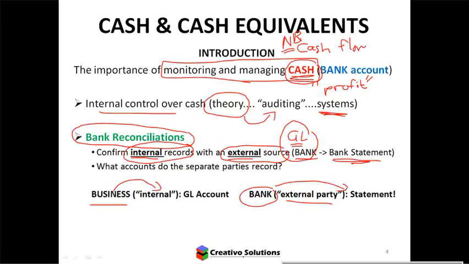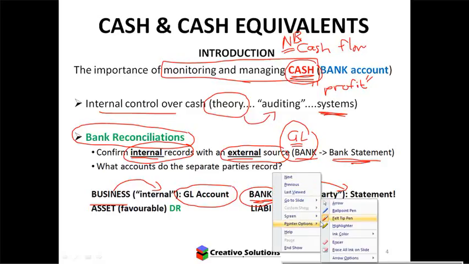If I have a favorable bank balance as a business, what balance will you see on the business's account? A debit. That's internal. So if you've got a favorable bank balance in your books, what will the bank have in their books? A credit. Why? Because you've actually given the bank those funds. The bank is entitled to pay you back those funds that you've deposited. So that's the first one: asset, favorable, debit. Liability, unfavorable, credit. We're looking at this in terms of perspective. Whose perspective?